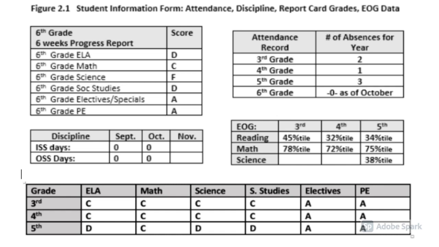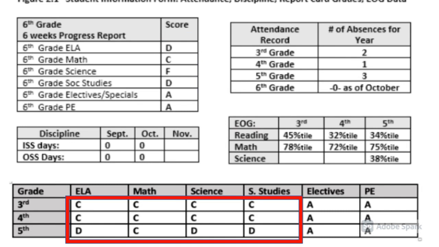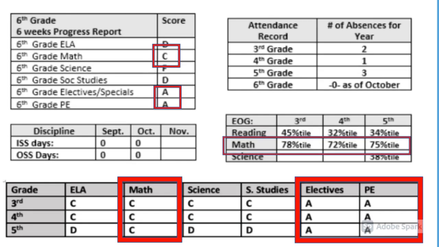After the school team identified her as at risk, they gathered additional historical information. As you can tell from the student information form, her grades are below average in ELA, science, and social studies. Going back to her grades from 3rd to 5th grade, we can see a downward trend as the years progressed. Katie's EOG data reflects that she was at the 34th percentile at the end of 5th grade in reading. Again, the trend over the years shows the gaps are getting wider.